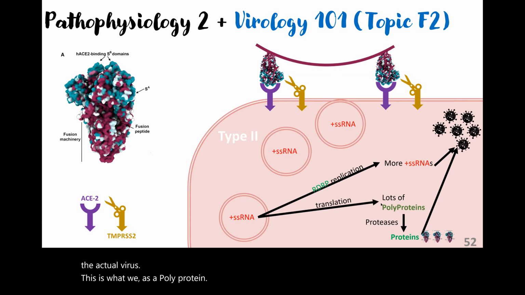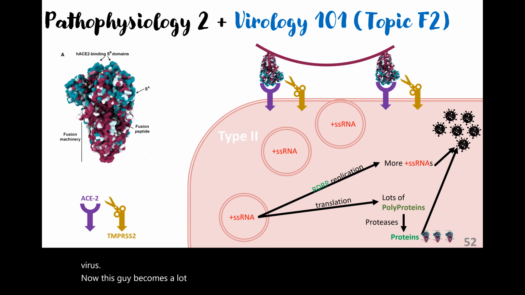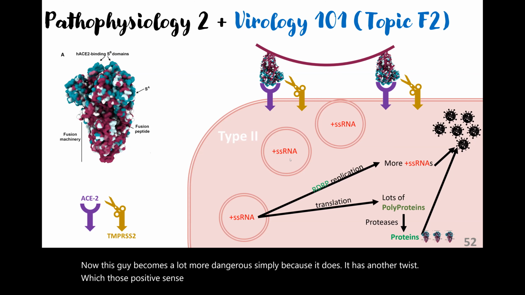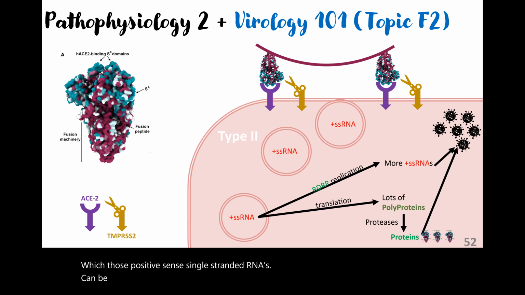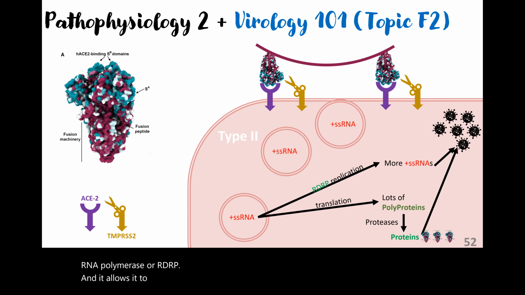So they do them all in one shot, really fast, really efficiently, and then this giant protein just gets cut up into tiny little pieces through proteases, and then those little pieces assemble into our virus. Now, this guy becomes a lot more dangerous simply because it has another twist, in which those positive sense single-stranded RNAs can be turned into negative sense single-stranded RNAs to make more positive strand ones. It has this ability through something called an RNA-dependent RNA polymerase, or RDRP. This is what this guy stands for. And it allows it to make more copies of itself.